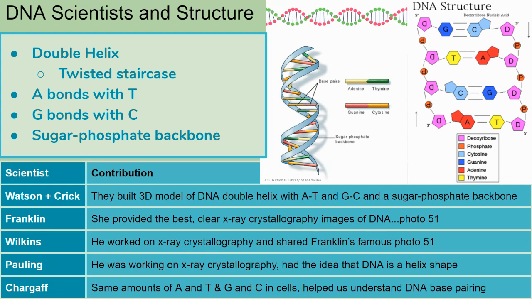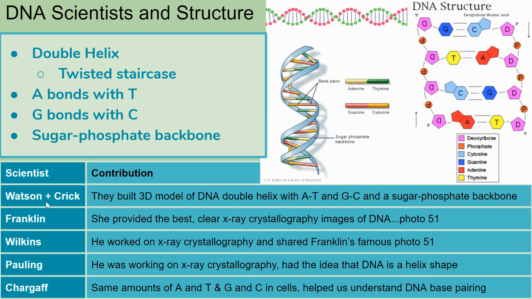And they discovered, or basically showed with their model, that DNA is that double helix shape that we know of, with A bonding with T, G going with C, and that there's a sugar phosphate backbone. They were the ones who really put that together and showed it in a 3D model and published a paper about it. But Watson and Crick could not have done it without the help and information coming from other scientists who they didn't always get along with.